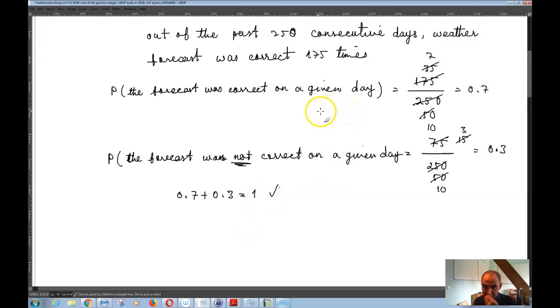That means the probability that the weather forecast was correct on a given day, plus the probability that the forecast was not correct on a given day, basically the negation of that, if you add those two probabilities together, you will get a 1.